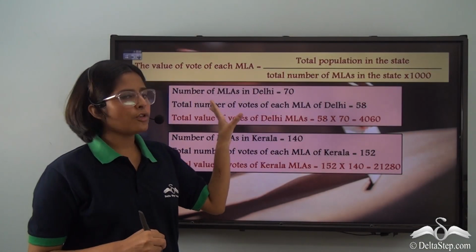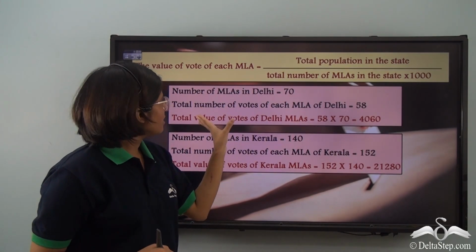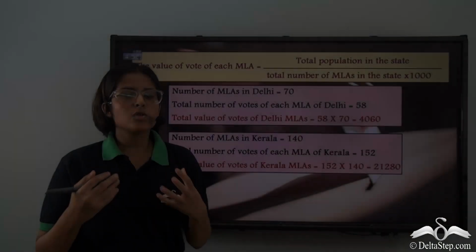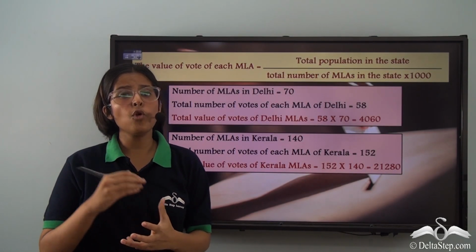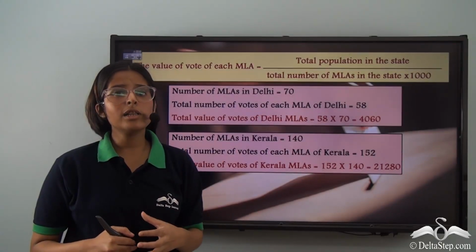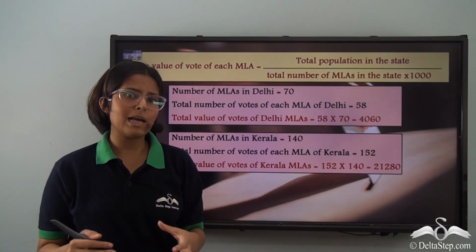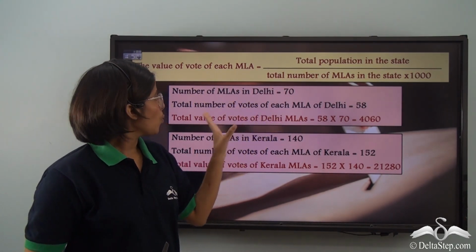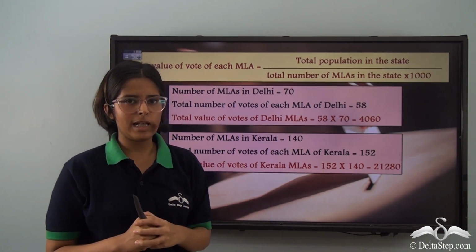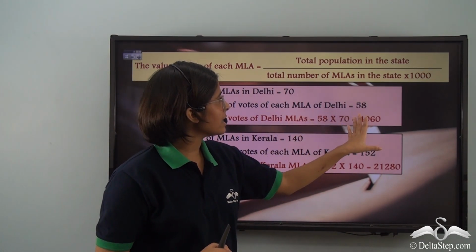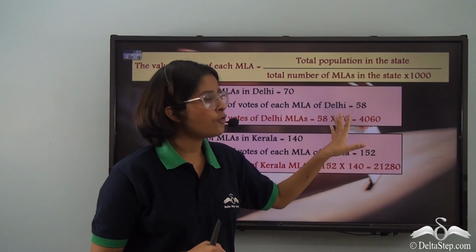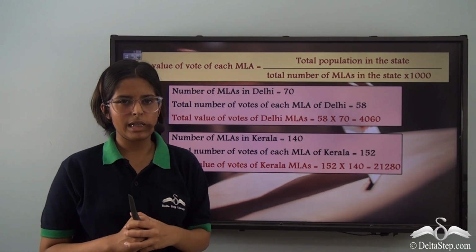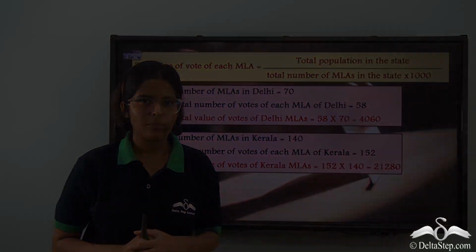Now we see that the number of MLAs in Delhi was 70 and the value of vote of each MLA of Delhi is 58. So what is the total value of votes of all MLAs of Delhi? To calculate that, we will multiply the total number of MLAs in Delhi with the value of vote of one MLA of Delhi. So we get 58 into 70 is equal to 4060. So the total value of votes of all Delhi MLAs is 4060.